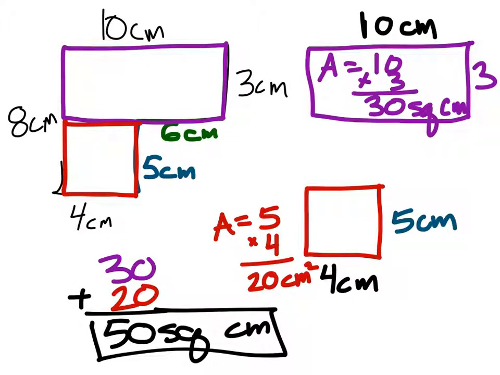Alright guys, that's about it for this video. We just looked at 2 examples where 2 rectangles have been pushed together which make a composite shape, specifically with rectangles.